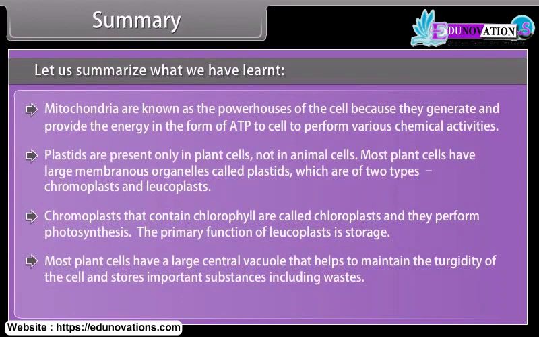Most plant cells have a large central vacuole that helps to maintain the turgidity of the cell and stores important substances including wastes.